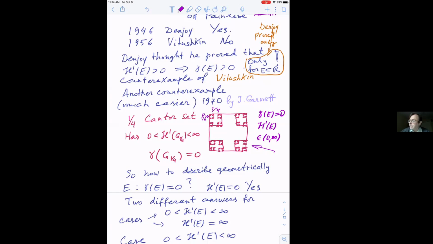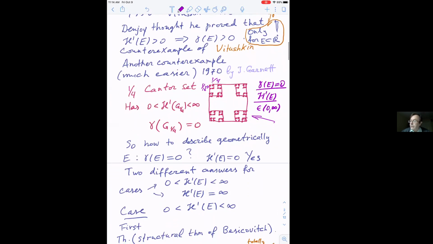This Cantor set is very easy to see that its length is positive and finite. This Hausdorff measure is positive and finite. But it turns out that it's removable. It's like one point. And the proof wasn't too easy, but it was a short paper. It was a short paper.